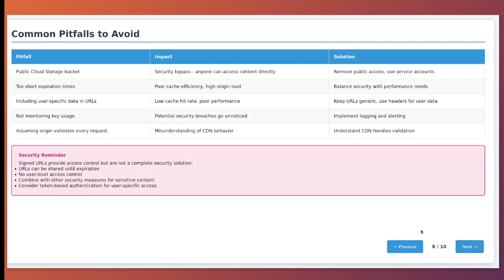One common mistake is leaving cloud storage buckets public while using signed URLs. This completely defeats the security purpose. Another pitfall is setting expiration times too short, causing unnecessary origin load and poor performance. Remember, cached content can be served as long as the signature is valid. Some developers also mistakenly believe the origin must validate every signed request. This isn't true, as Cloud CDN handles all validation, and the origin just serves content when requested. Understanding these nuances is crucial for both the exam and real-world implementations.